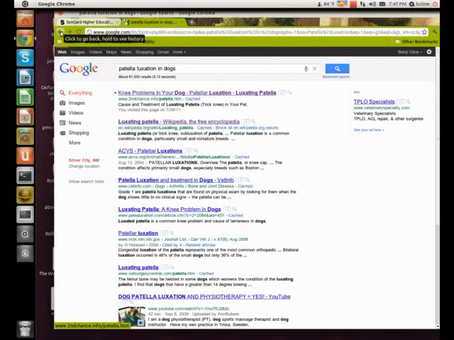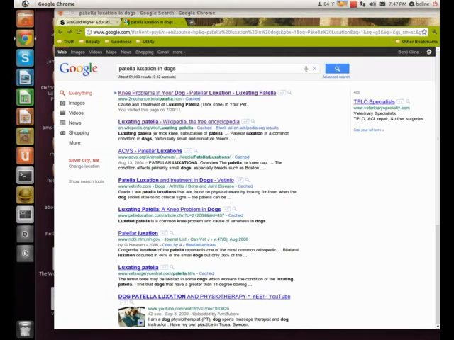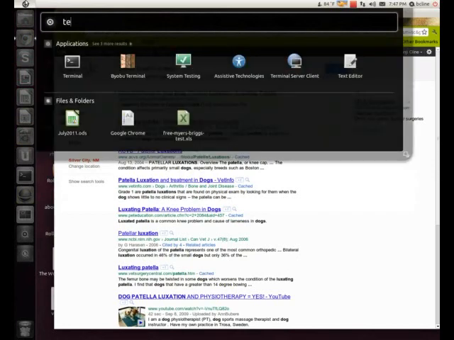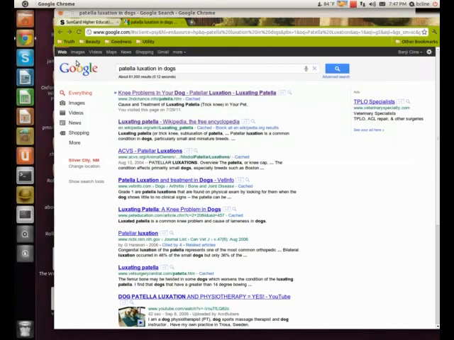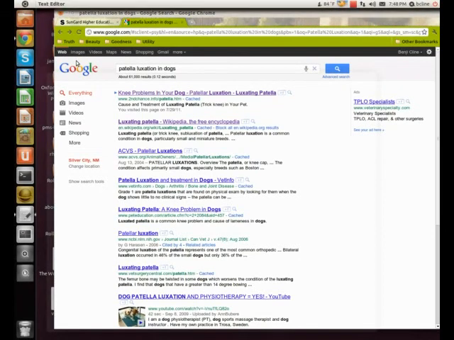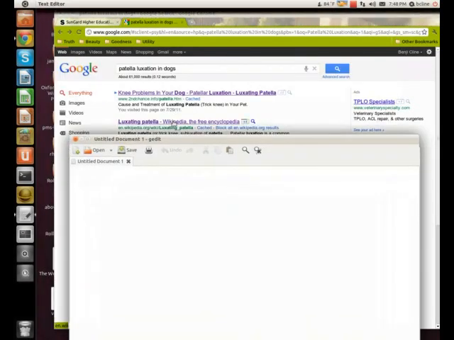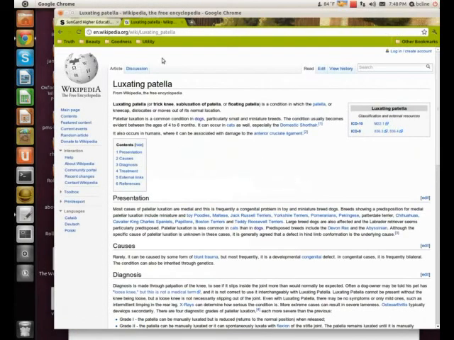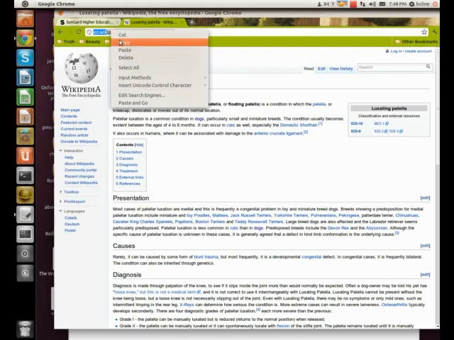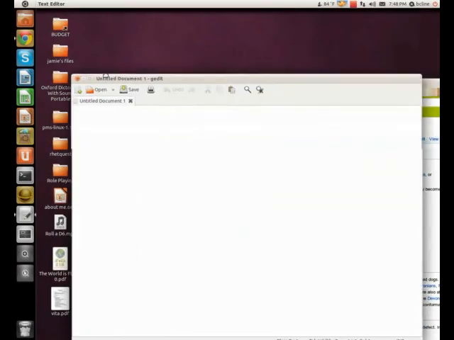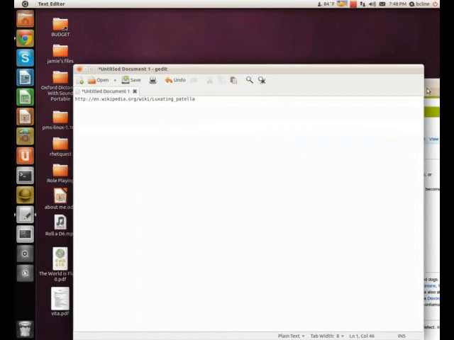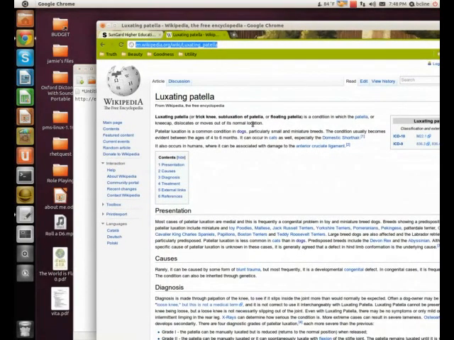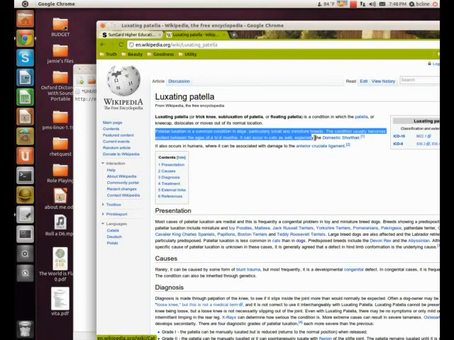What we should do at this point is probably open something up where we can start to take some notes on what we're learning. As we take our notes, we can notice that according to Wikipedia, see how I just copy that and then I'll paste it down here, according to Wikipedia, patellar luxation is a common condition in dogs, particularly small and miniature breeds. It can occur in cats as well, especially the domestic shorthair. So that's kind of interesting.